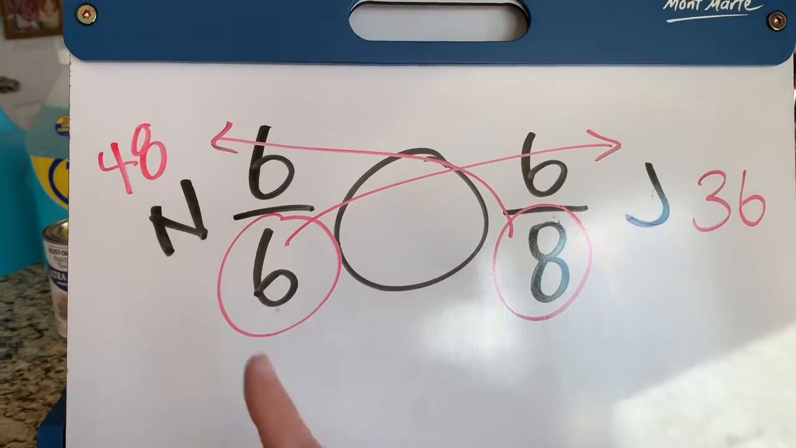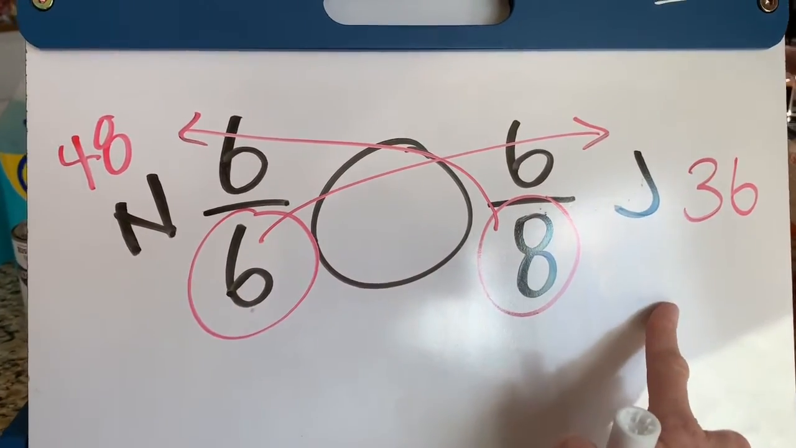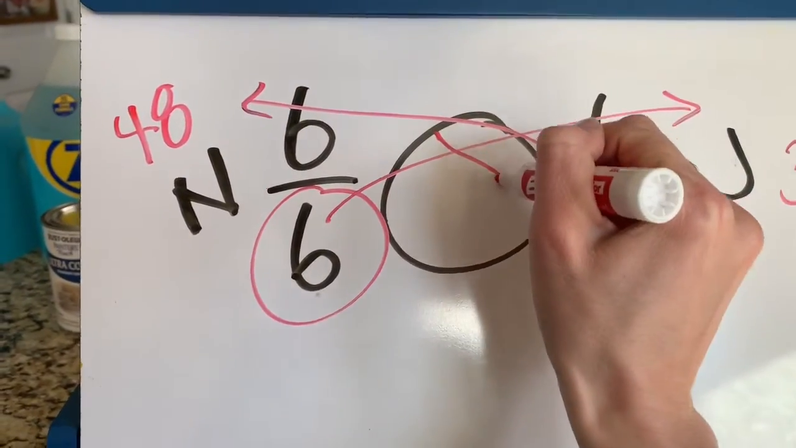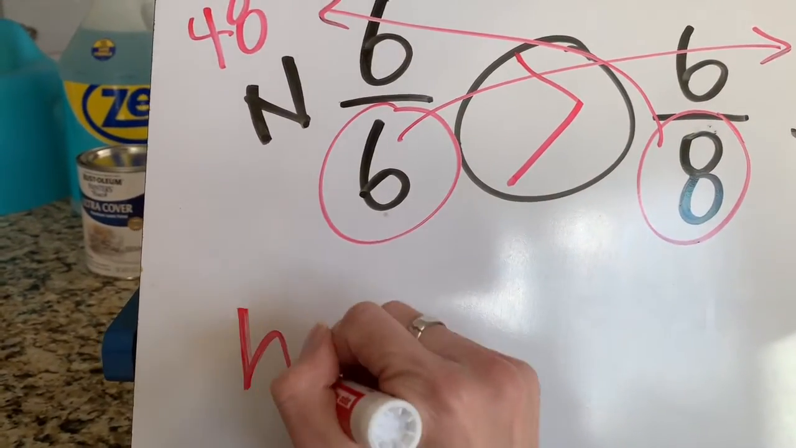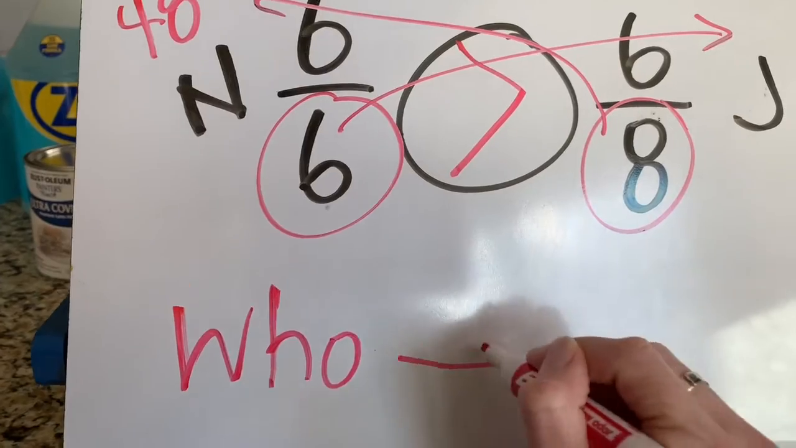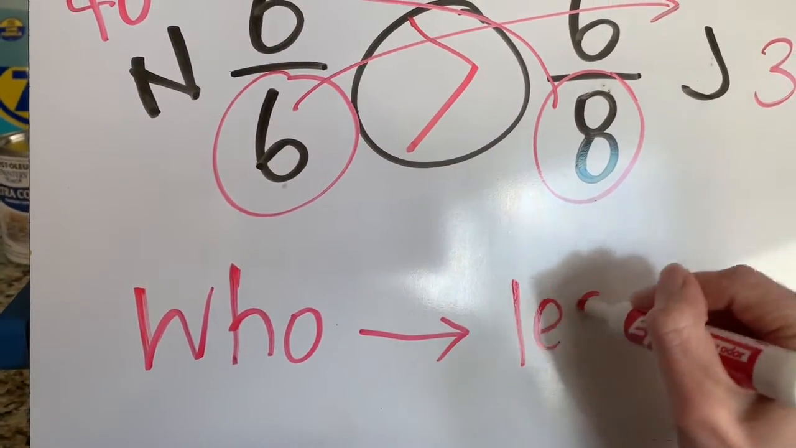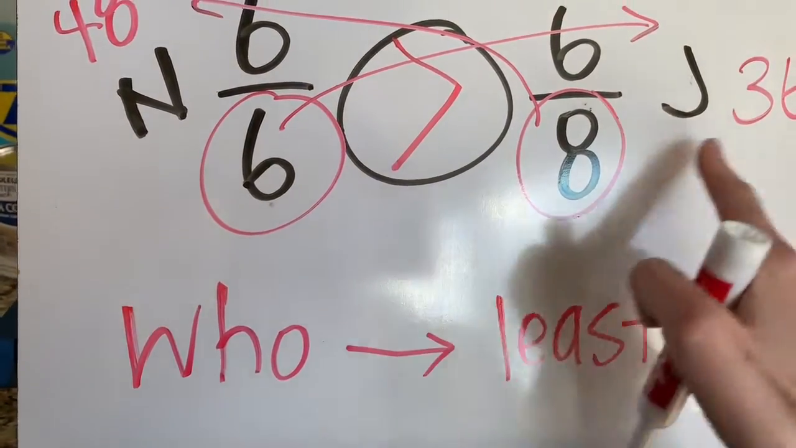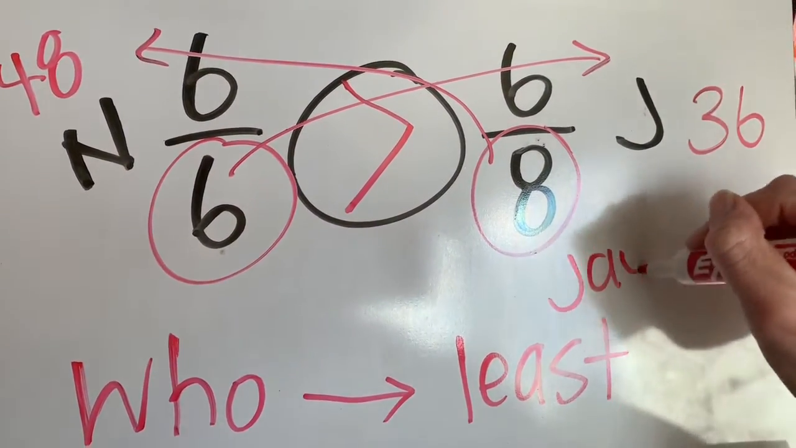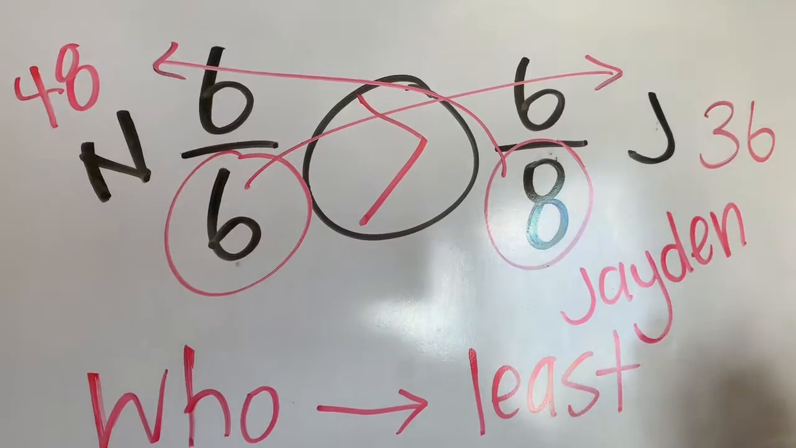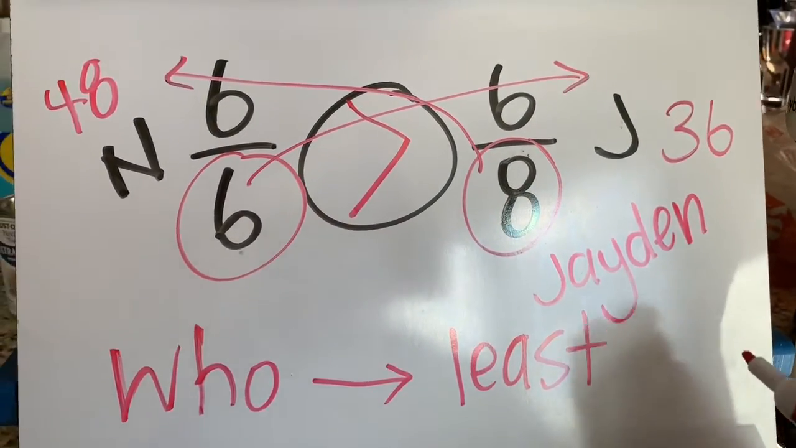I decide which is bigger, 48 or 36. I know my alligator eats the biggest number. And I remember that my keywords asked for who and had the least. So I see that 36 is smaller than 48. So I know that Jaden did the least amount of his project.